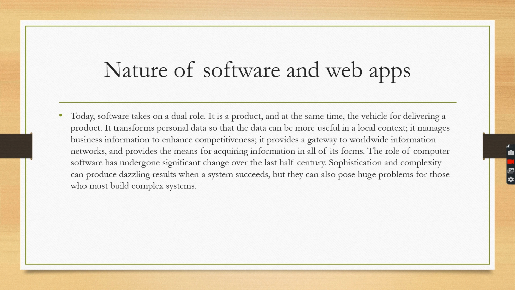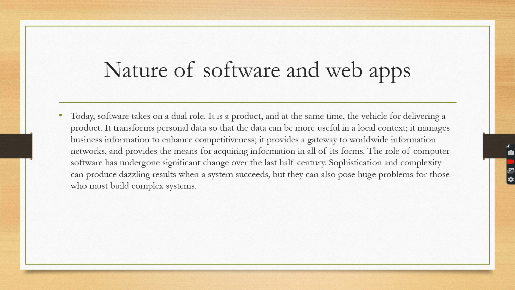Nature of software and web apps. Today, software has a dual role to play. It not only acts as a product but at the same time the vehicle for delivering the product, which means it transforms personal data so that the data can be more useful in a local context, which means the personal data stored by the one who makes the software is much more accessible to the public.